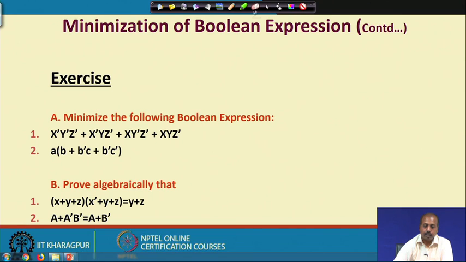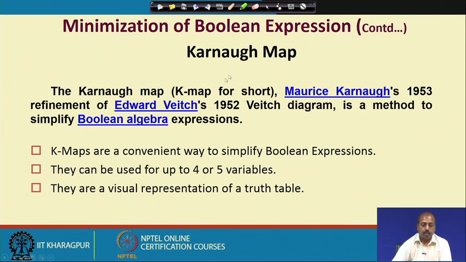So, next we will see this Carnot map method. So, this Carnot map or K map was invented by Maurice Carnot in 1953. This is the refinement of Veit's 1952 Veit diagram, which is a method to simplify Boolean algebra expressions. So, K maps are a very convenient way to express Boolean expressions. They can be used for up to 4 or 5 variables. In some cases you can expand to 6 variables as well, and they are a visual representation of a truth table. So we will see how they look like.